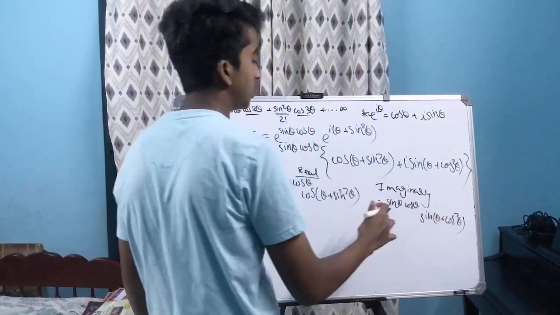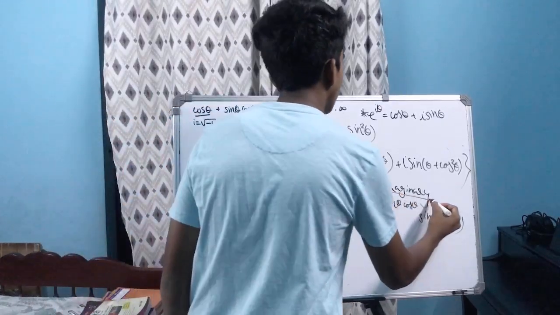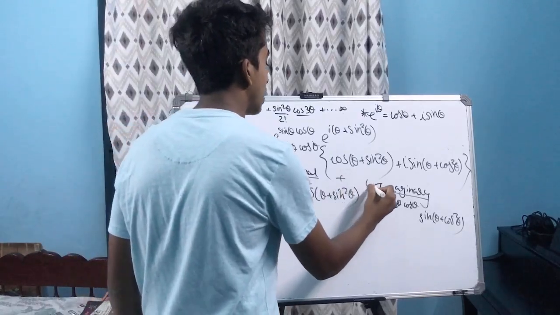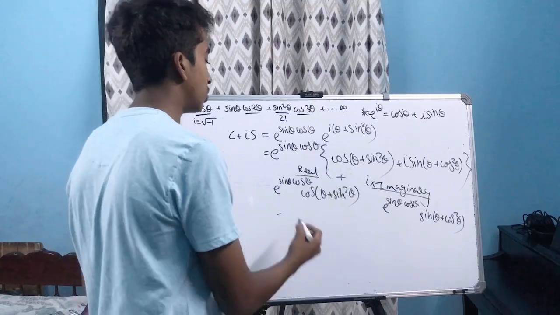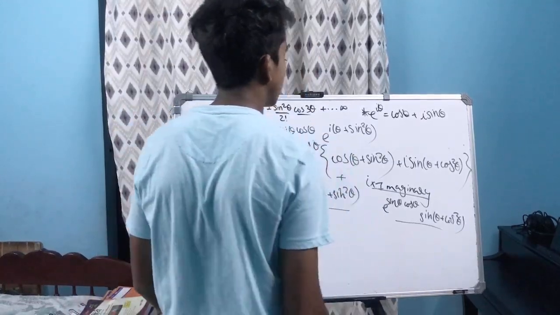And normally when we write the imaginary part, we actually don't write i. The general form of a complex number is the real part plus i times the imaginary part. So here we have a real part is this and the imaginary part is this.